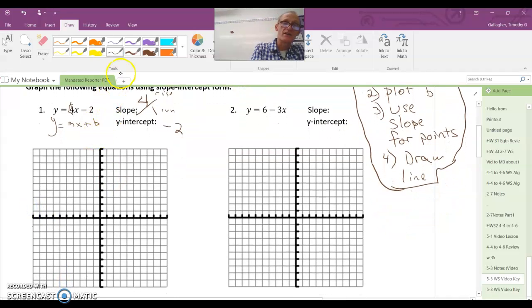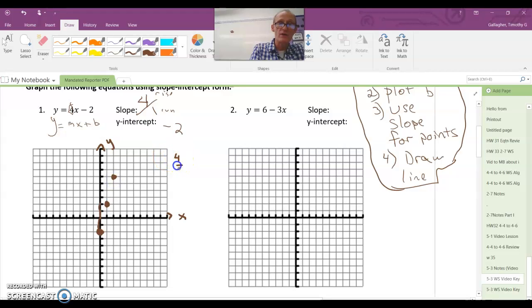Then you're going to plot that -2. So you go down here and you put a point right at -2 on the y-axis. And then you're going to use the slope, which is 4 over 1. So you go 1, 2, 3, 4 over 1, and you put another point, okay? Now you can go up 1, 2, 3, 4, and over 1 for another point.